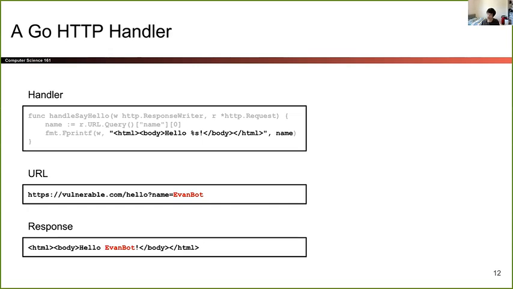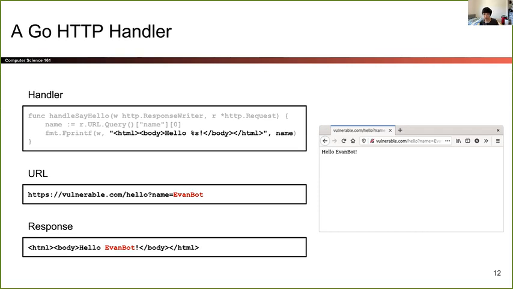And the response I get back is what I want it to be. I get back the HTML opening tag, then the body, and it says hello evanbot. And if I render this, I actually get what I want. It says hello evanbot right here. And with this request, I've put in the name evanbot and got back what I want.